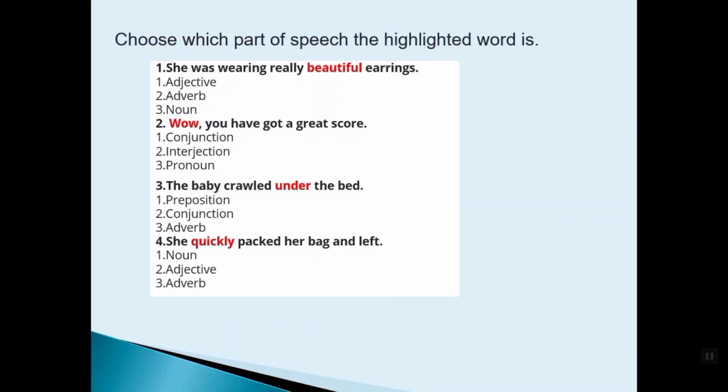Let's see some multiple choice questions. Choose which part of speech the highlighted word is. Choose the right option for the 10 questions and write it in your notebook, and then see whether they are right or not.